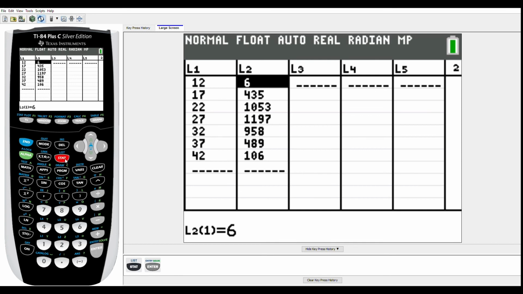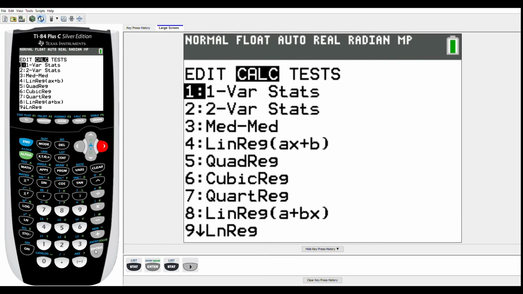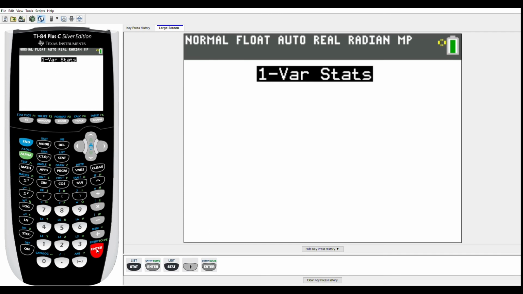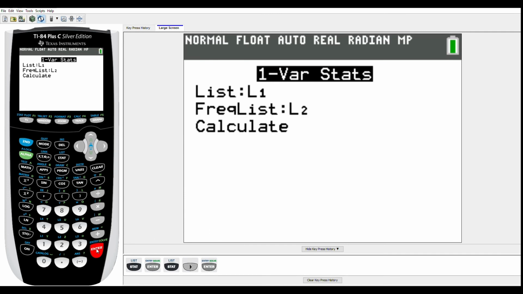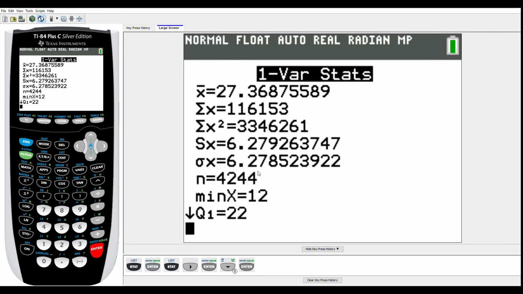Next, go to Stat, Calc, 1-Var Stats, select Enter. Since we are dealing with grouped data, you need to have L1 in your list, and you need to have L2 where you have your frequencies in frequency list. Scroll down to Calculate, select Enter, and we have x bar, which stands for the mean for the problem.